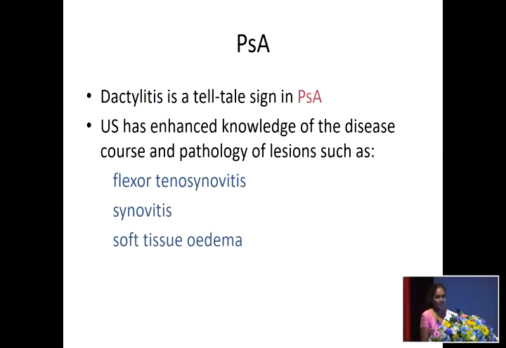Dactylitis is a characteristic finding in psoriatic arthritis. It will have a swelling of the subcutaneous tissue, peritendinous tissue, and the synovium. The whole finger or the toe will get inflamed, and it will appear as a sausage. That is not just involving the joint, but the whole finger or the toe is involved. So with ultrasound, in that case also, we can get a good idea about dactylitis.